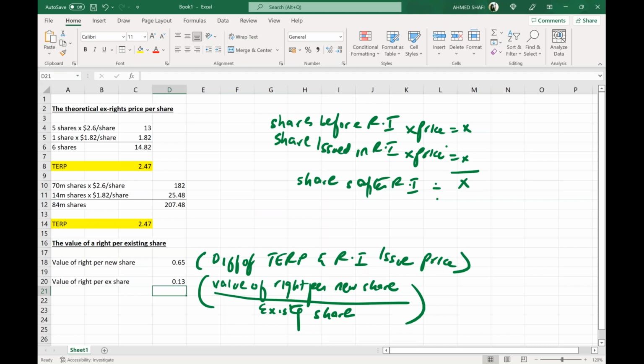Therefore, remember, if a question directly asks you this value of right per existing share, as per the formula, you first need value of right per new share. To get value of right per new share, you need to have TERP. So all these things need to be computed. Okay, please note, if you have any questions, you can ask.